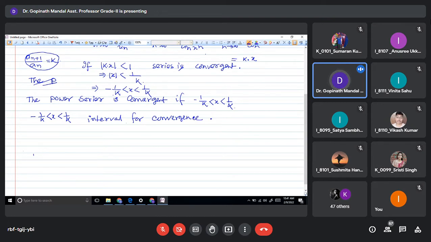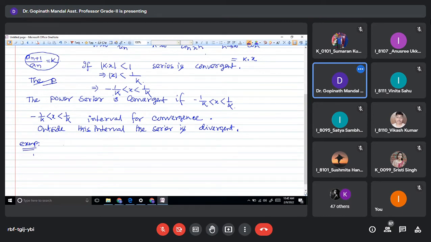And outside of this interval, the series is divergent. Example.